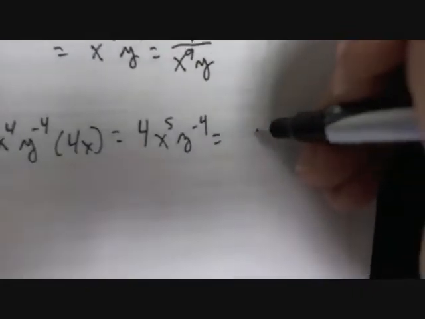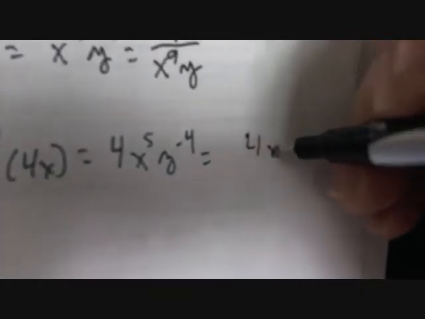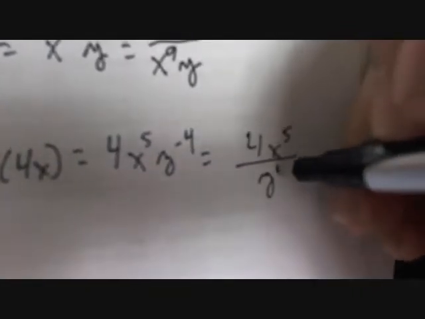Alright, now the outside part. Everything times 4x. Let's multiply 4x. Well, 4 times 1, because there's an imaginary 1 there. So 4 times 1 is 4. X times x to the fourth is x to the fifth, y to the negative fourth. So you do this, and it's 4 x to the fifth divided by y to the fourth.